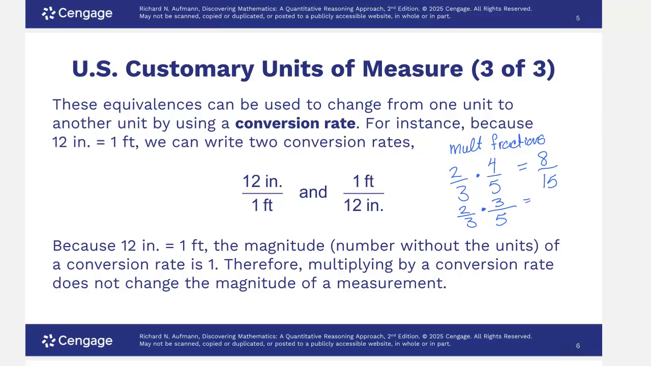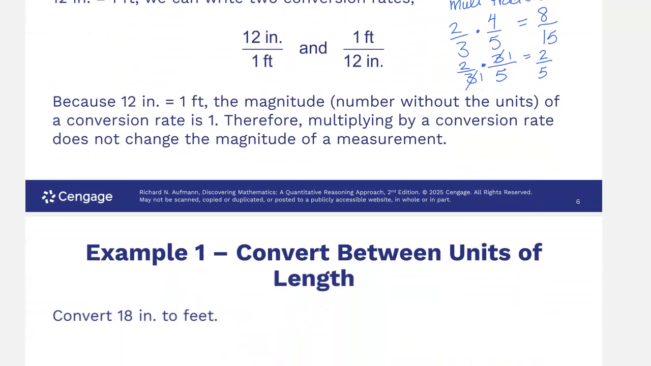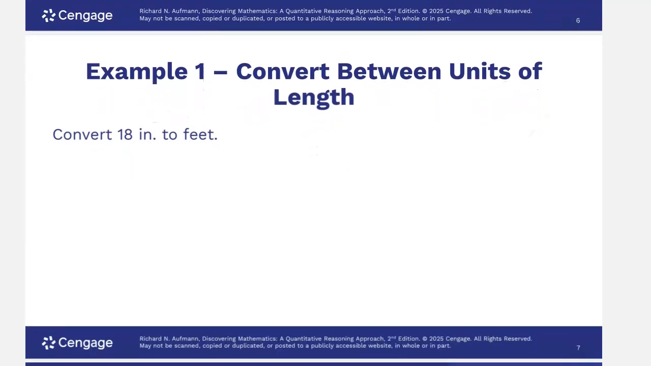So let's say we have 2/3 times 3/5. Since I have a 3 in the top and the bottom, they can reduce. 3 goes in the 3 one time. And then we can multiply straight across to get that final answer. So we're going to use those same ideas in converting between units. Let's look at a few examples.